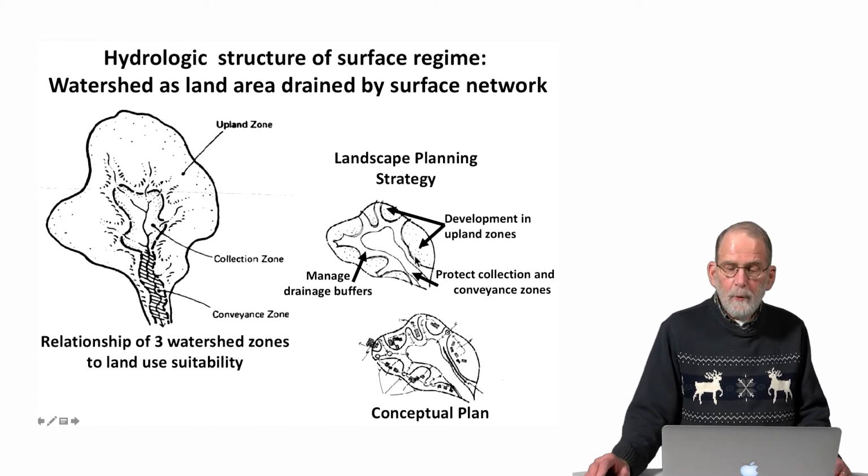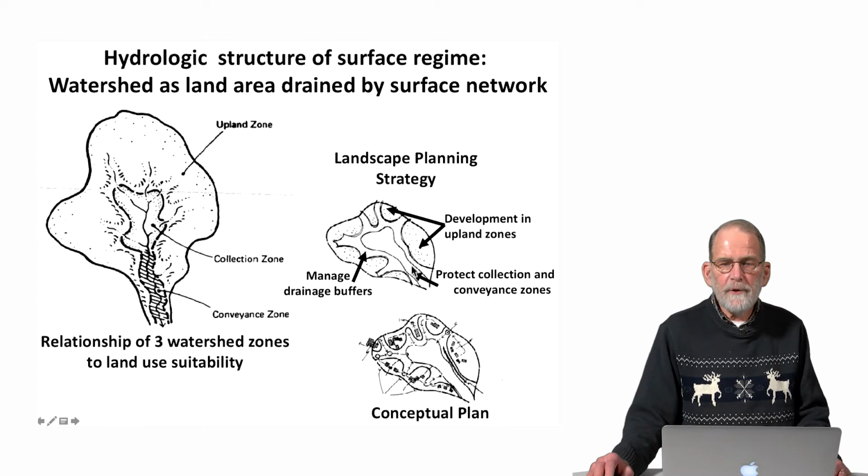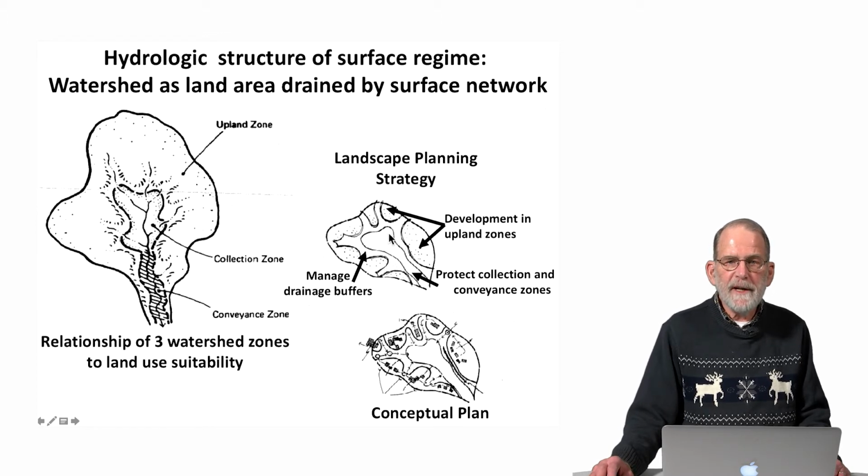Generally speaking, we want to protect the collection and conveyance zones because this is where water from throughout the watershed is discharged out of the watershed. So keeping the conveyance and the collection zone unfettered by development is a means of allowing the natural functioning of the watershed in the landscape to do what it naturally wants to do, and that is discharge water from the upland areas of the watershed into the outlet.